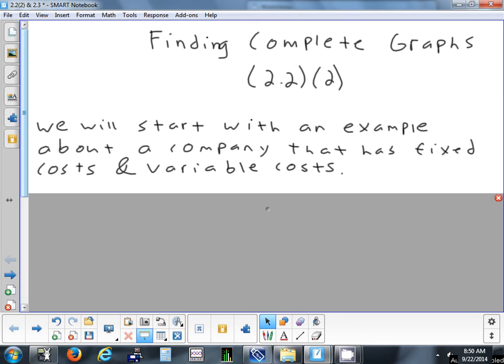Okay, so the first problem we're going to look at has to do with a company that's producing a product, and they talk about having two different kinds of costs, fixed costs and variable costs. A fixed cost is a cost that always stays the same. It never changes, regardless of how much product you produce. A variable cost is a cost that changes, and it depends on how many of the item you make.